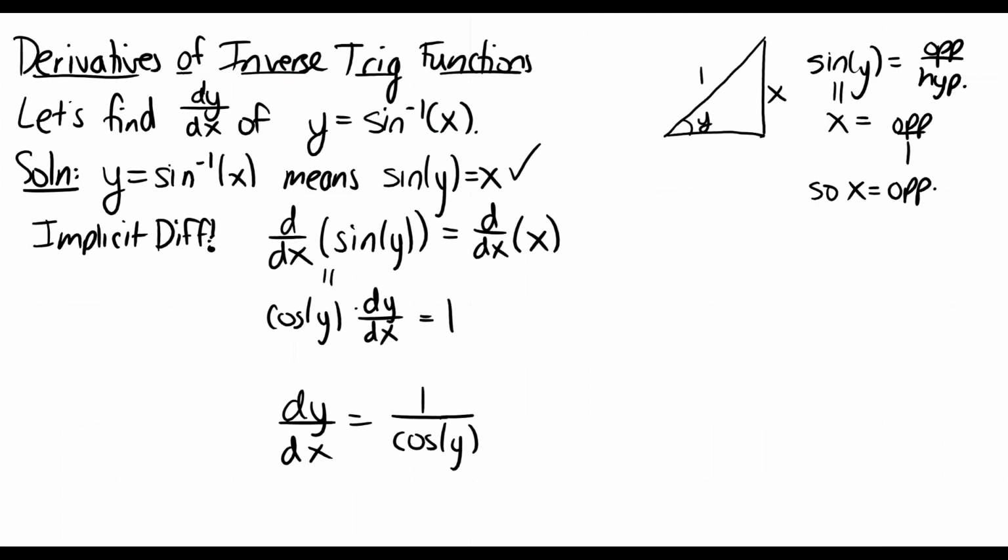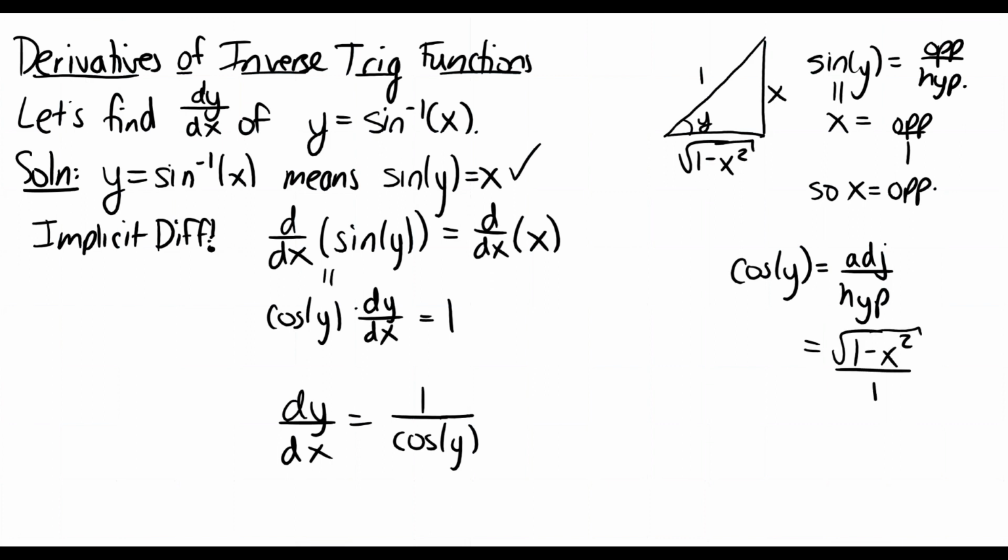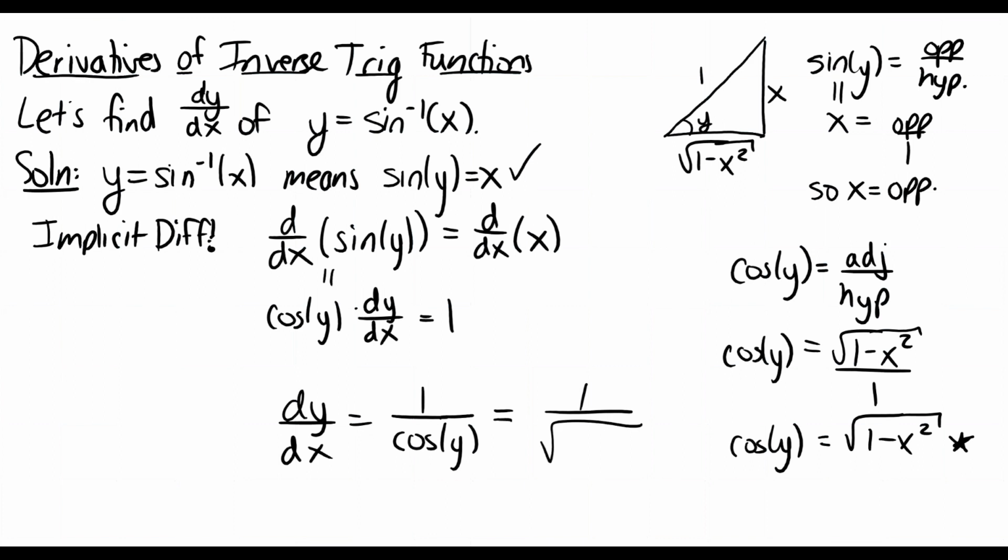If we want to represent cosine of y in a different way, we can use the CA in SOHCAHTOA so that cosine of y equals adjacent over hypotenuse. The hypotenuse is still 1, and the adjacent part we can solve for using the Pythagorean theorem. It will be the square root of 1 minus x squared. This means that cosine of y equals square root of 1 minus x squared. Replacing that in the derivative, we get that the derivative of inverse sine of x is 1 divided by square root of 1 minus x squared.